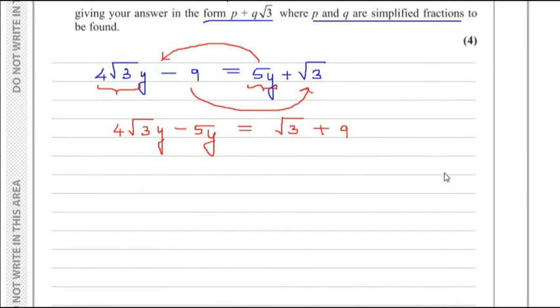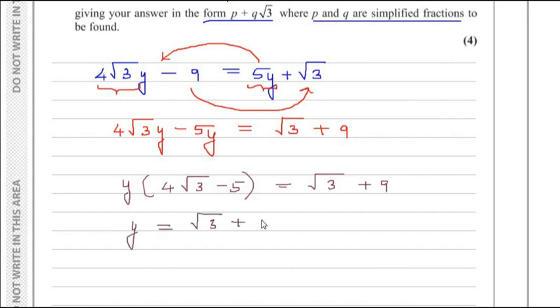Once we have done this, we will factorize by taking y common from these terms. So we have y inside the bracket (4√3 − 5) is equal to √3 + 9. By taking the 4√3 − 5 to the other side, we get y equals (√3 + 9) divided by (4√3 − 5). So we have to rationalize the denominator and get rid of the radicals in the denominator.